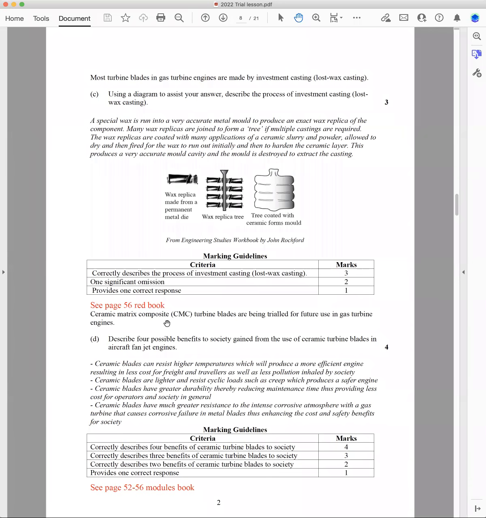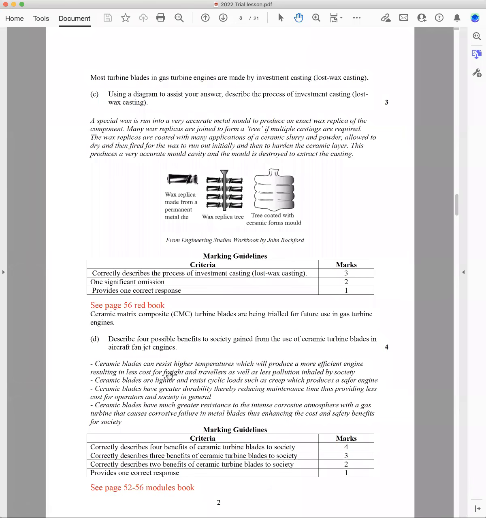CMC turbine blades, ceramic matrix composite turbine blades, are being trialled for future use in gas turbines. So, ceramic resists heat, it doesn't corrode, it has a high compressive strength, it doesn't creep under constant force. So they're the sorts of things that you have to be aware of. Now, the question says, describe 4 possible benefits to society gained from the use of ceramic turbine blades in aircraft fan jet engines. So if you just say ceramic blades can resist higher temperatures, that's a statement, it's not a description. You've got to add the characteristics and features of this property here.